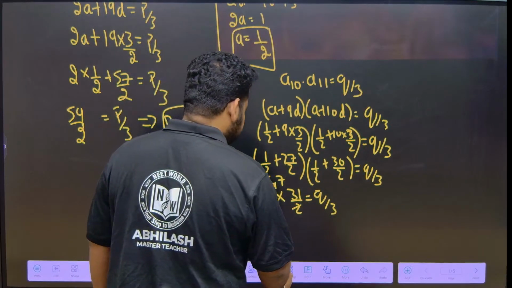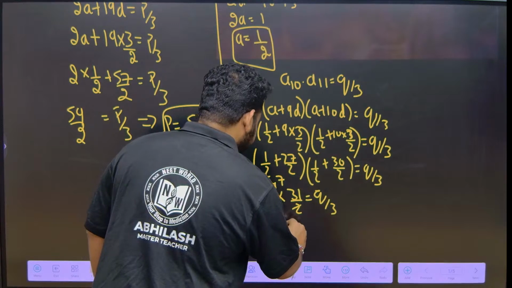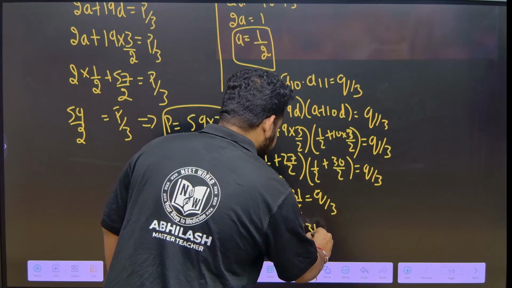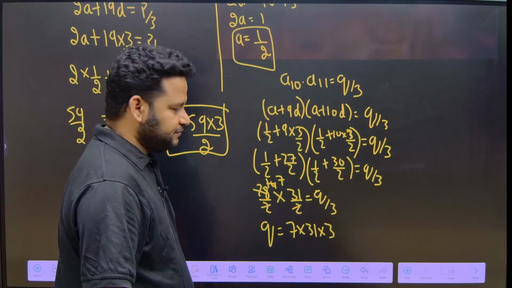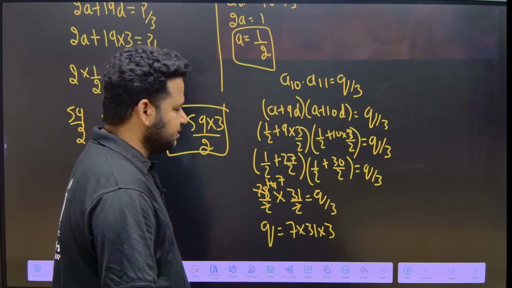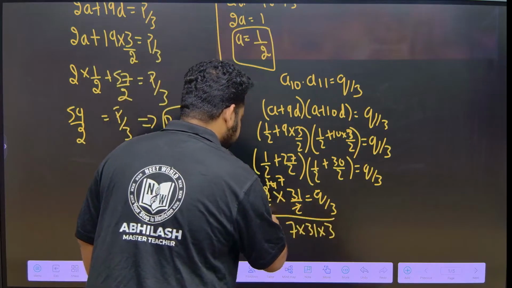So Q becomes equal to 7 into 31 into 3. 7 into 31 into 3, this is what we have. So we got the value of Q. Keep it as it is.